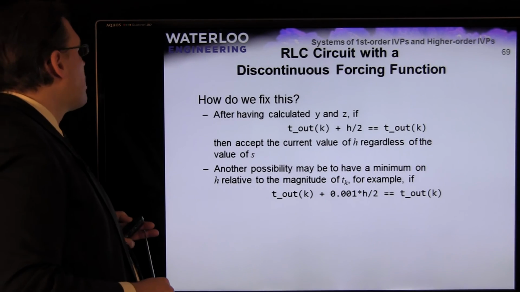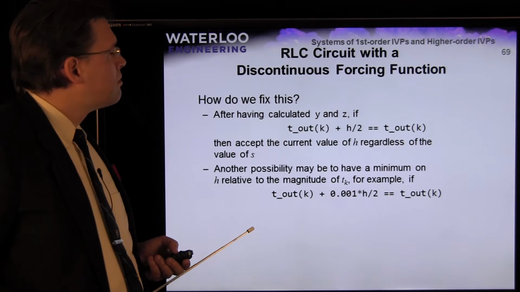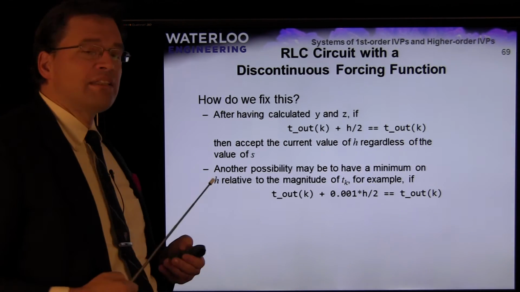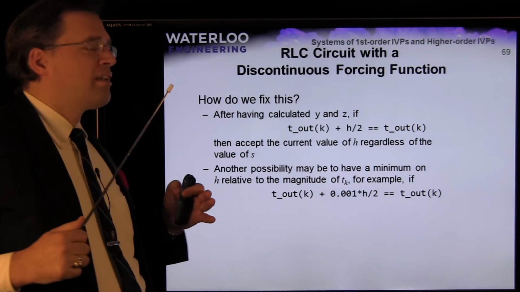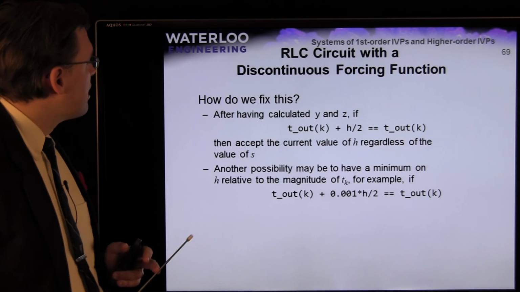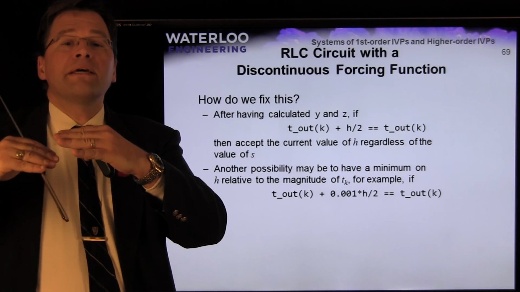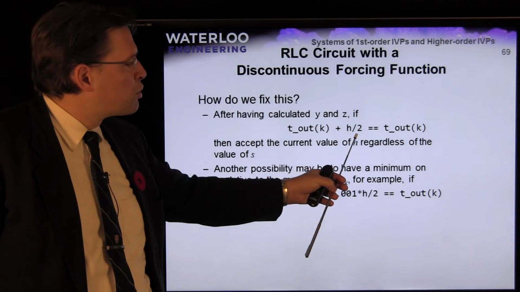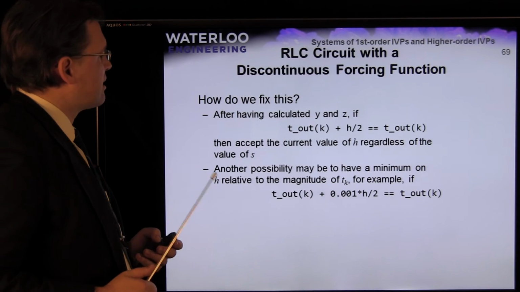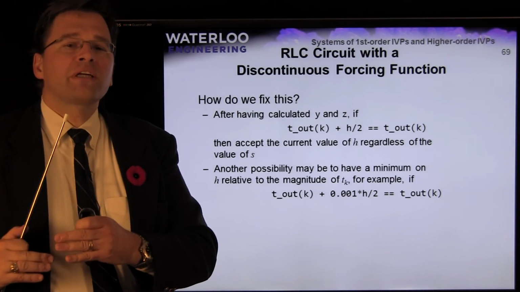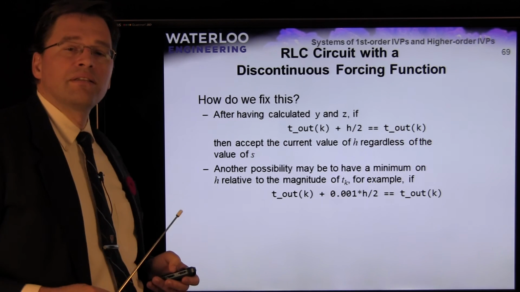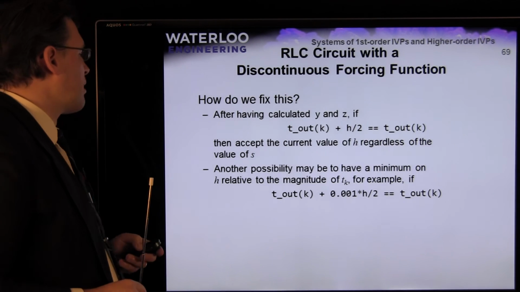How are we going to fix this? Well, basically, we've calculated y and z, and if adding h over 2 makes no more change to the output value, or the t value, then ignore s. No matter what happens, use the current value of h. Now, another possibility may be to have a lower limit on the value of h, or a relative lower limit on the value of h. In this case, h has got to be approximately 1,000 times larger than the smallest possible value of h that would make no change to the time.